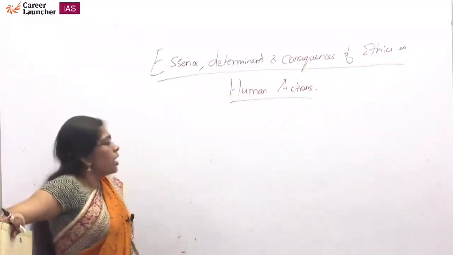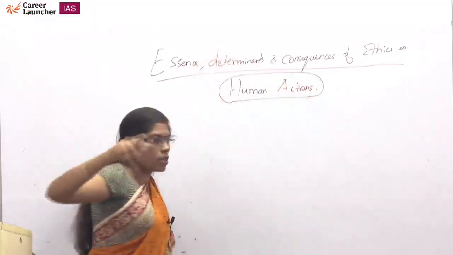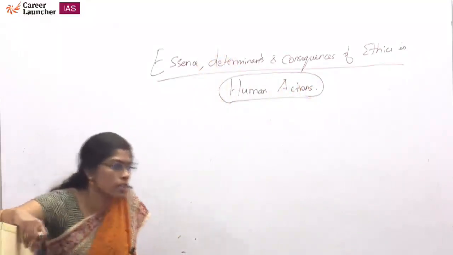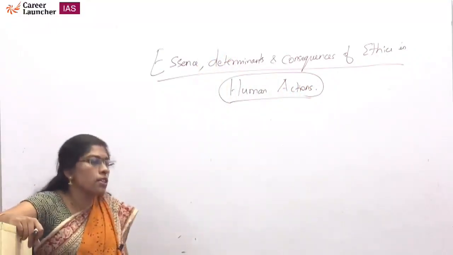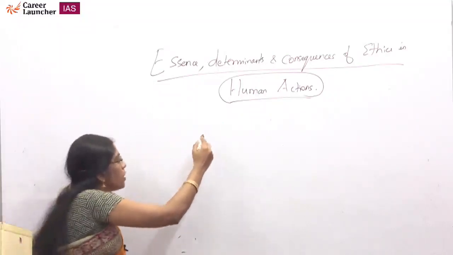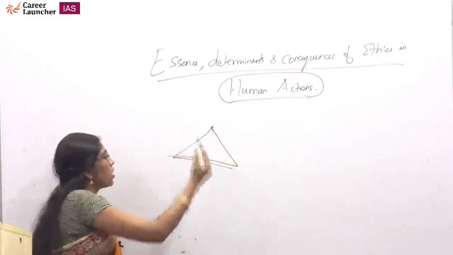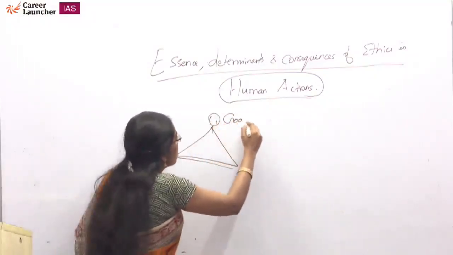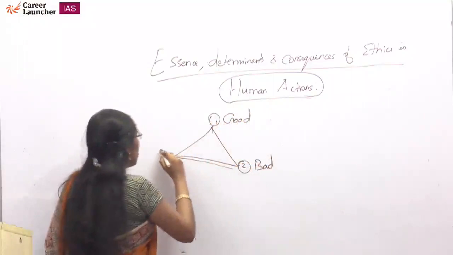Already we have seen something related to human action. Have we or not? When we were summarizing, we missed that. Human actions, we also saw about that. What are human actions? How they have to be done? That also we saw. Now, apart from that, I am going to categorize human action into three. One, good. Second, bad. Third, indifferent.